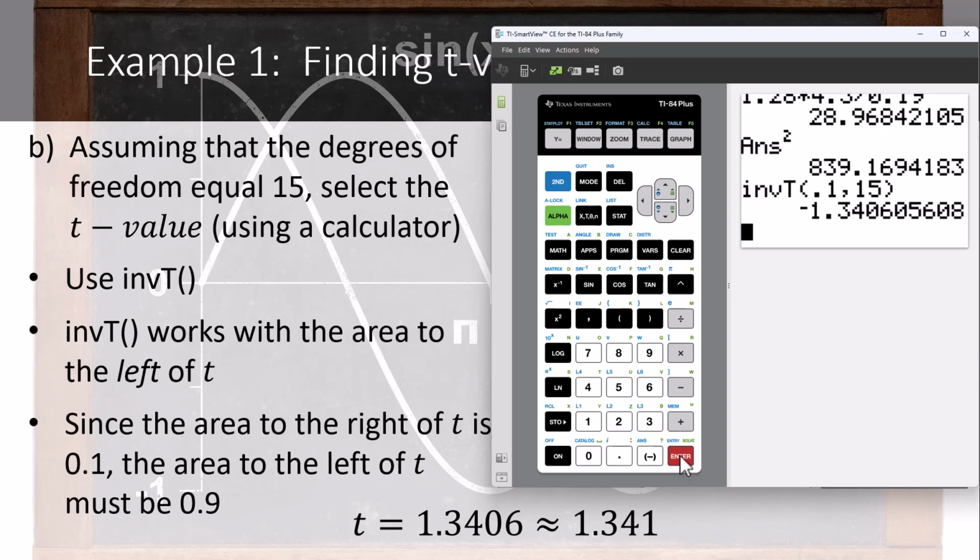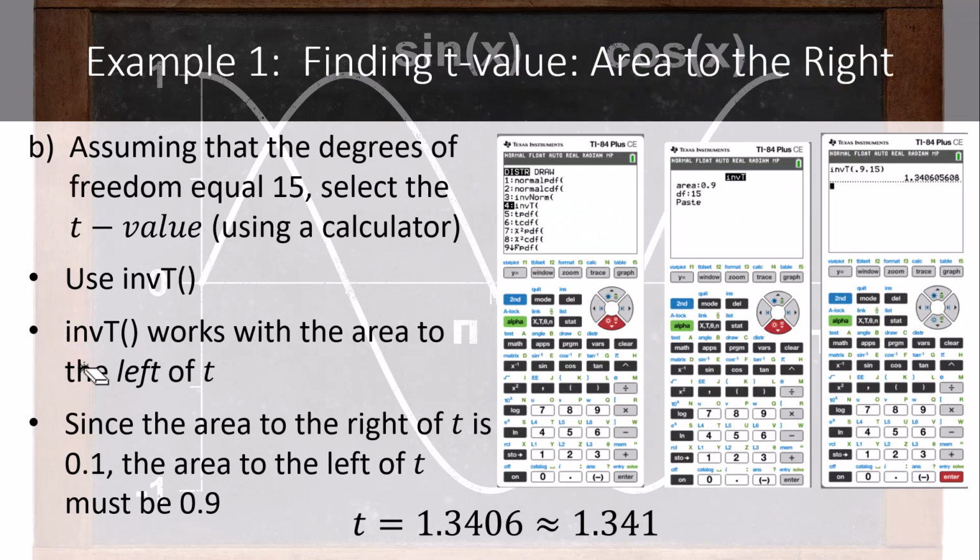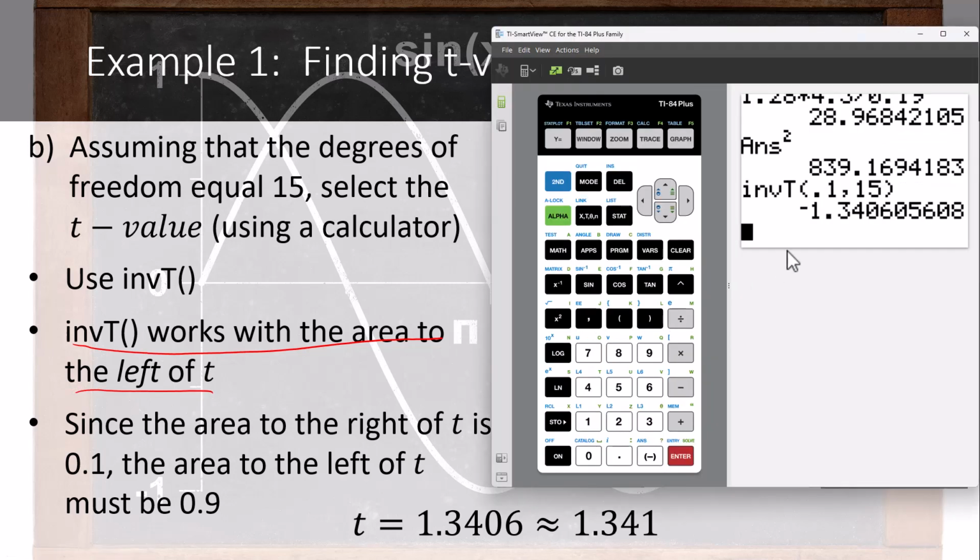Hit enter again. Hit enter again. And notice here we got a value of negative 1.3406. That is because the inverse t function in your calculator assumes that you're looking at the area to the left of t. But you want the area to the right.